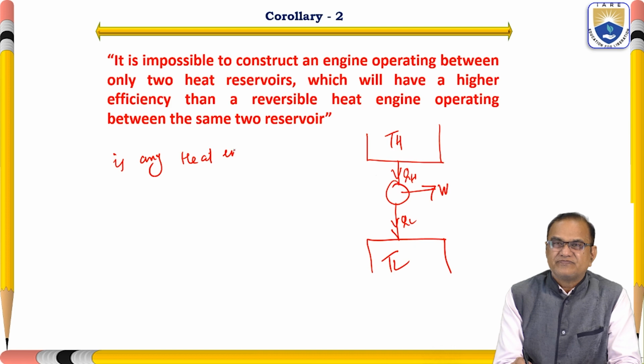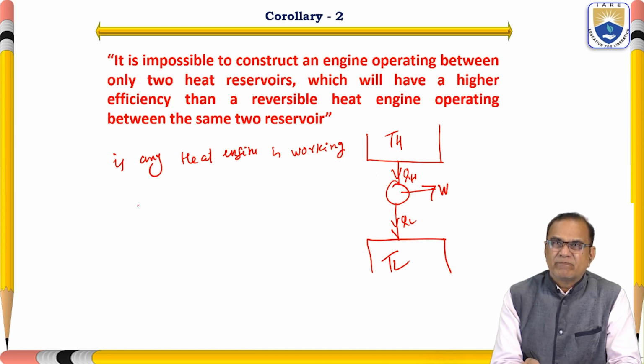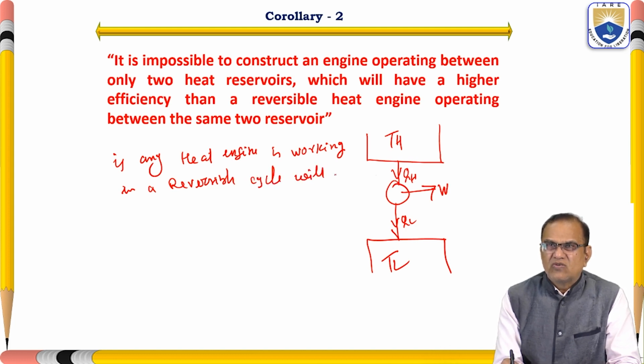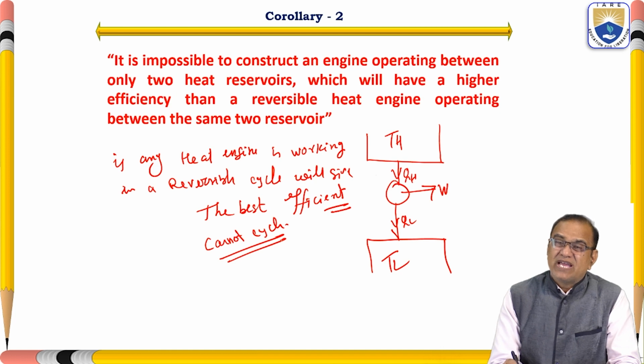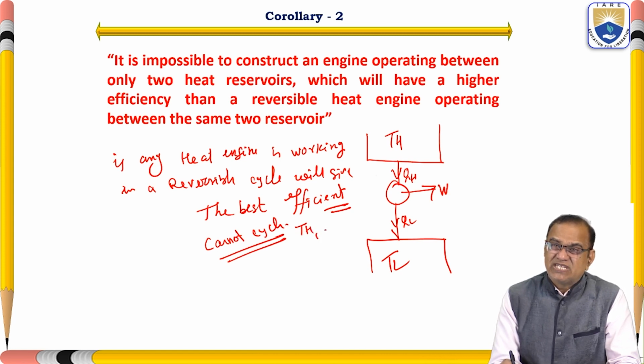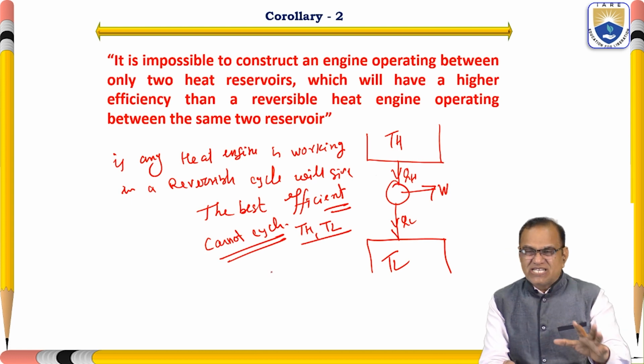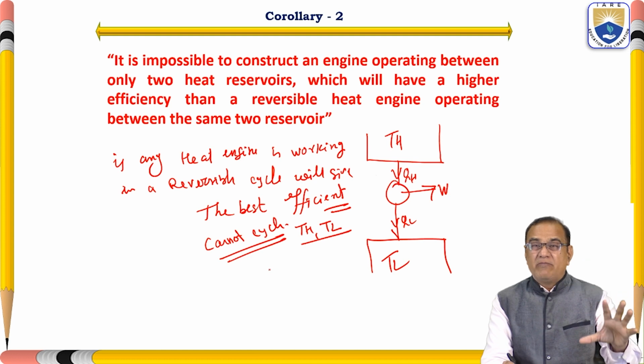It means if any heat engine is working in a reversible cycle, it will give the best efficiency. In this way only the Carnot cycle was developed, and we cannot make an engine better than this cycle, because the Carnot cycle works between TH and TL, and all the processes are reversible processes. So there is no generation of entropy, there are no losses. So no engine can perform better than the Carnot cycle.